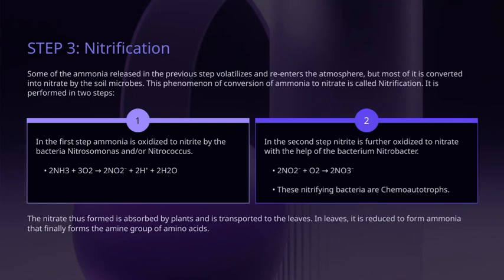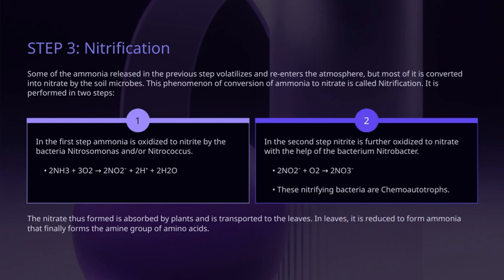Let's talk about nitrification, which is a crucial part of the nitrogen cycle. First, these nitrifying bacteria are chemoautotrophs, meaning they obtain energy by oxidizing inorganic substances, not by consuming organic matter. In the first step of nitrification, ammonia is converted into nitrite. This process is carried out by bacteria such as Nitrosomonas or Nitrococcus. Essentially, ammonia reacts with oxygen to produce nitrite, along with some protons and water.